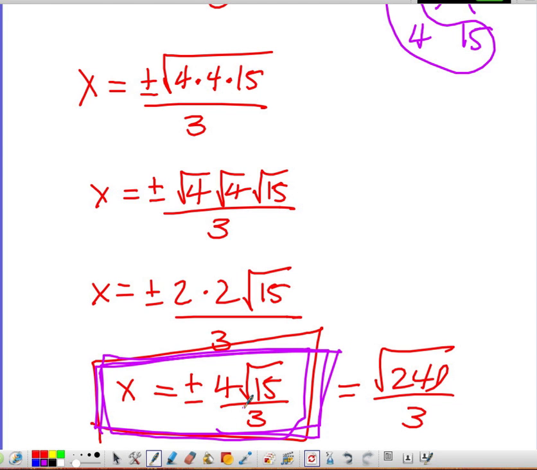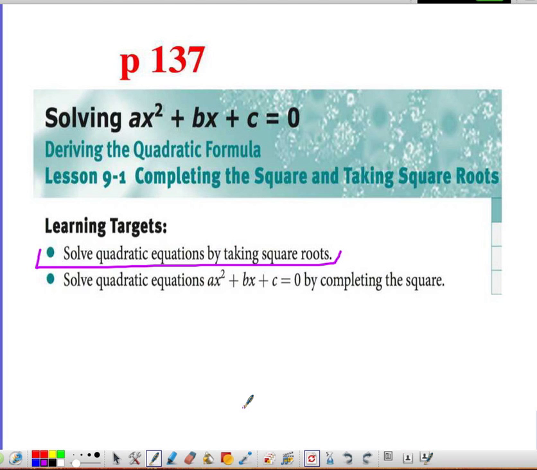Alright, so this lesson has been on solving quadratic equations by taking the square root. Alright, thank you for watching.